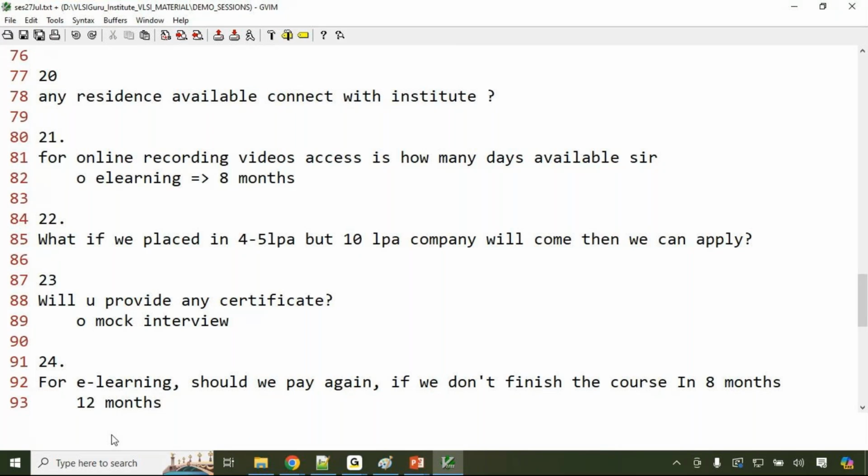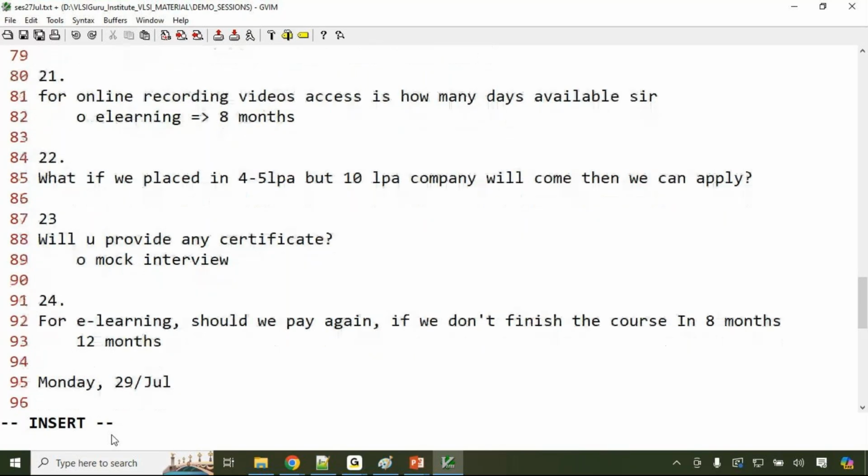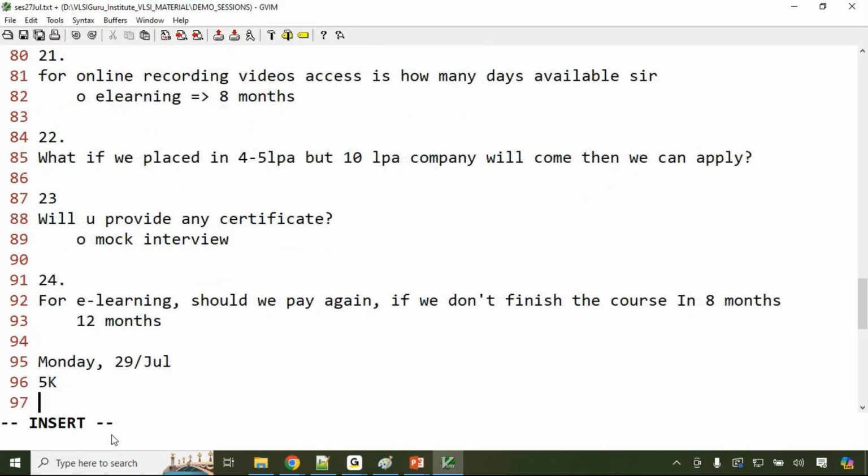The course will be starting on Monday, that is 29th July. In case you want to enroll, you can talk to our enrollment team. You can pay 5,000 and confirm your enrollment. This link will be there where all the details will be there. Any other questions you have?